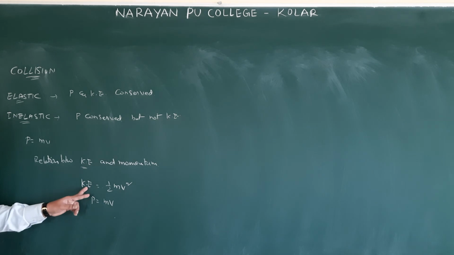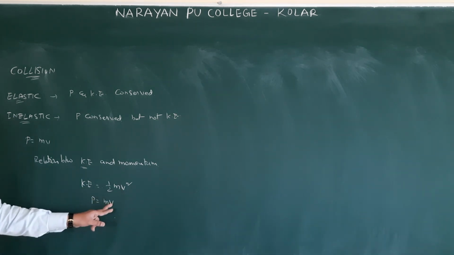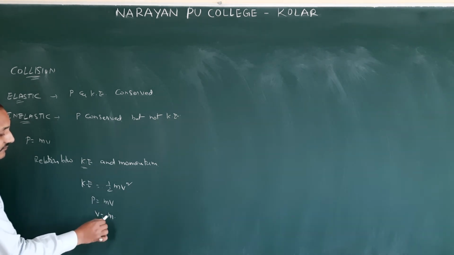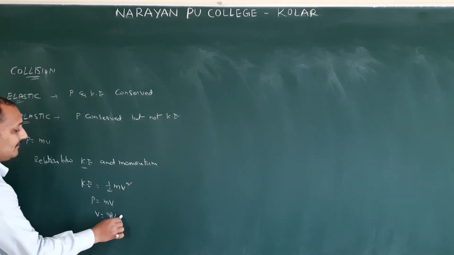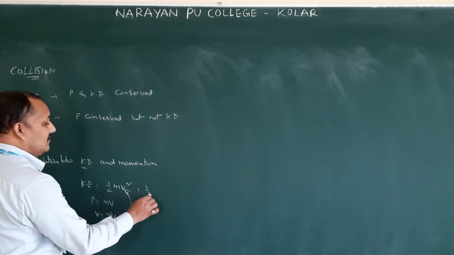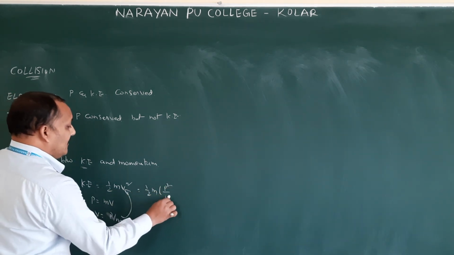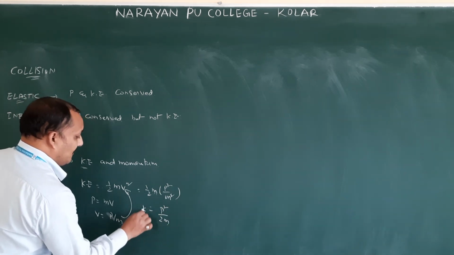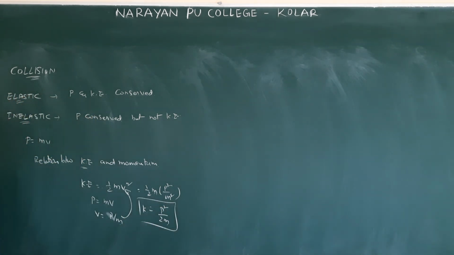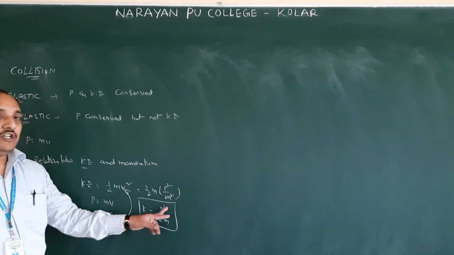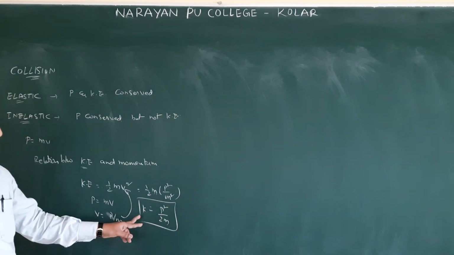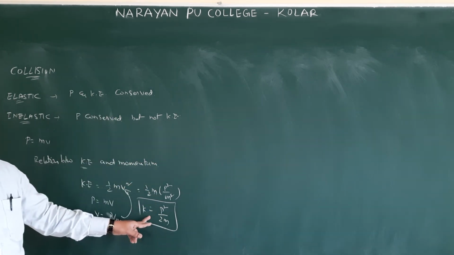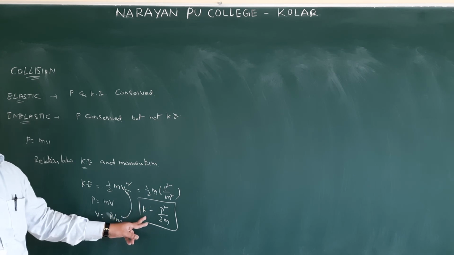Now we want the relation between kinetic energy and momentum. Substitute v equal to P by m in the kinetic energy equation. Then we get half m times P square by m square. One m cancels, giving P square by 2m. So kinetic energy K is equal to P square by 2m. You will use this kinetic energy and momentum relation up to your second year, so it is a very important relation you have to remember.